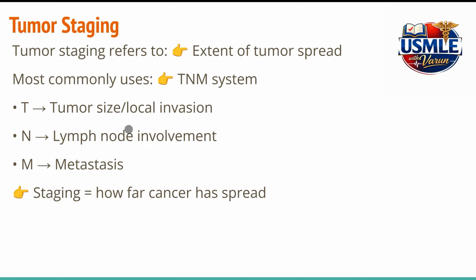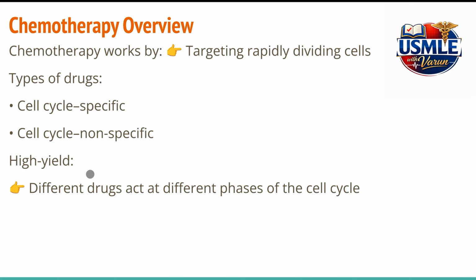Staging tells us how far the cancer has spread in the body. So we use the extent of tumor spread. We use the TNM system basically. So T stands for tumor size, N stands for nodal involvement, and M stands for metastasis. So staging is one of the most important predictors of prognosis. So we always need to remember that grading is something that's related to appearance, whereas staging is something that's related to evaluating the spread of the cancer.